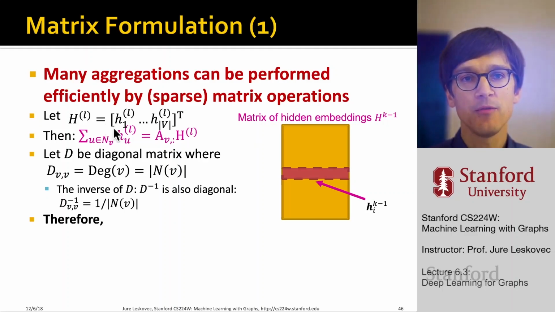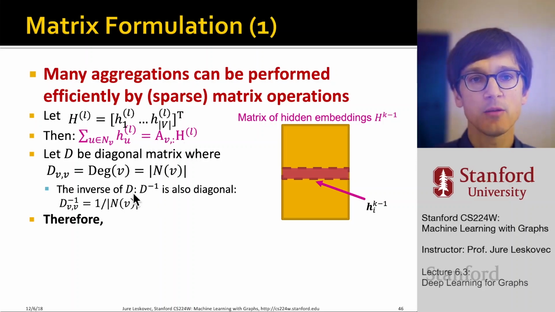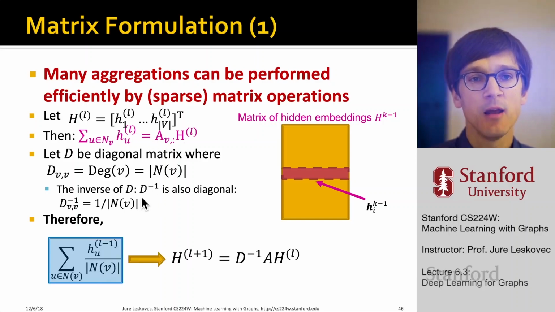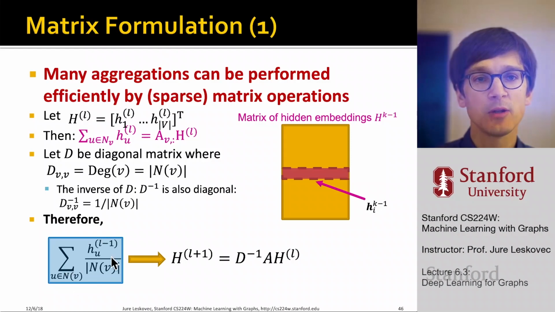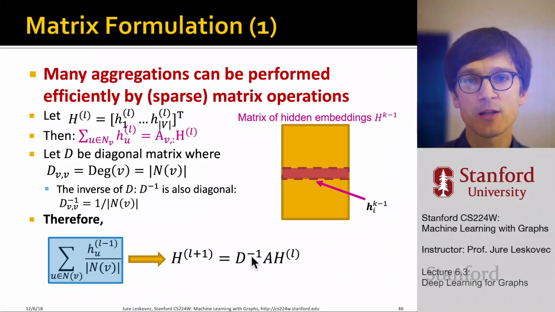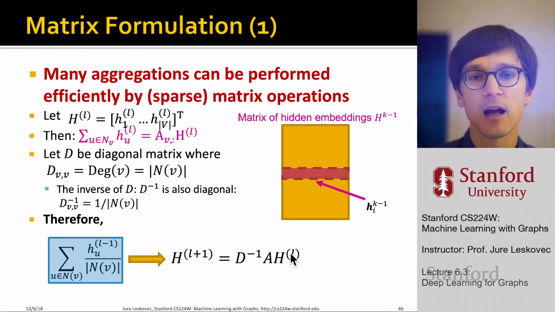So now, if you take this and combine it with this D minus 1, then you can write the neighborhood aggregation, basically averaging of the neighborhood embeddings, simply as D to the minus 1, the inverse of D, times the adjacency matrix times the embeddings at level H, at level L.